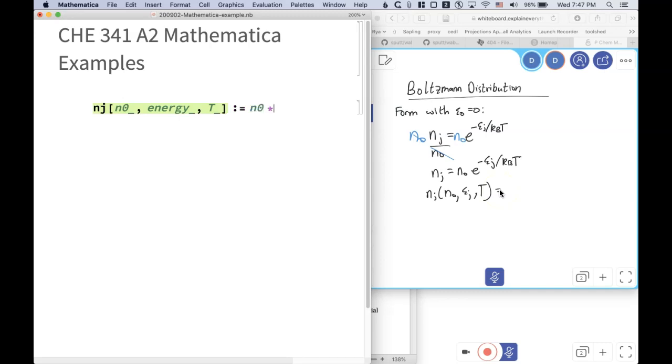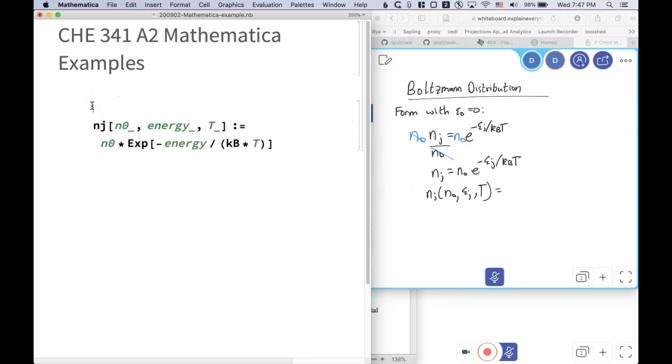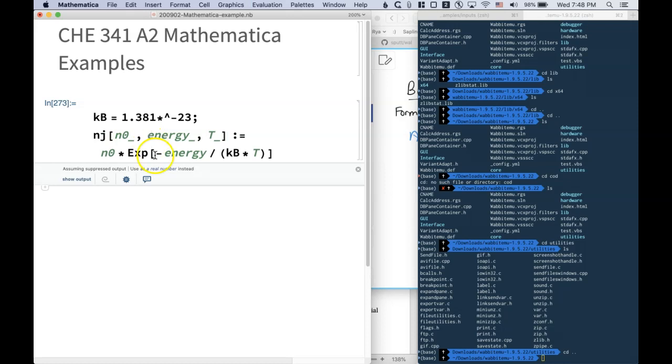So it's n0 times e to some power, which is Exp. So Exp negative, I'm calling this variable energy, over kb times t. And here I was doing some Mathematica stuff already. Remember, kb is a constant, so I'll just define that up here: kb equals 1.381 times 10 to the minus 23. So there's my function. It's just one line. I can define it, and there it is.